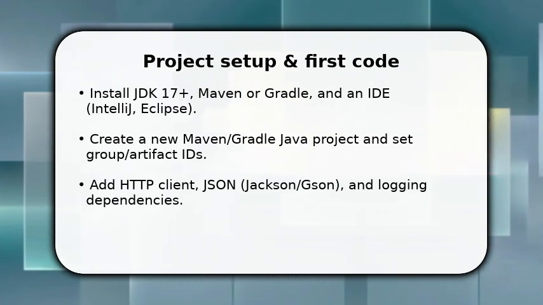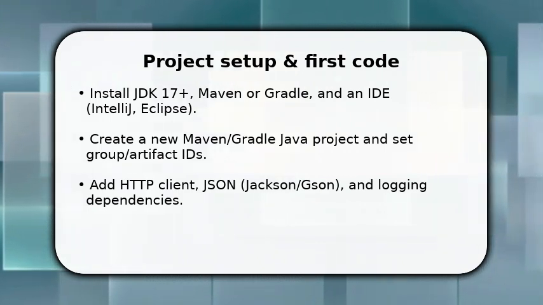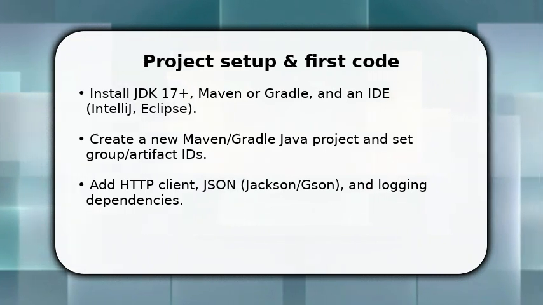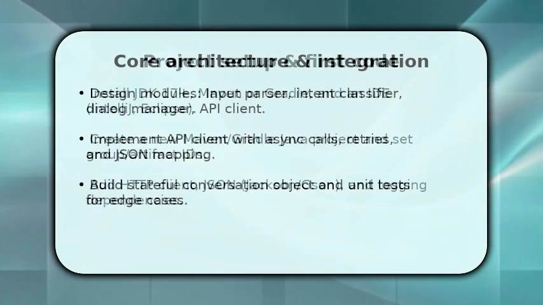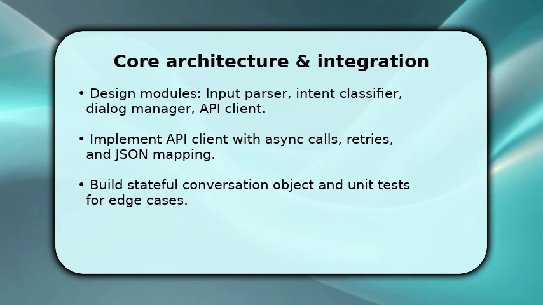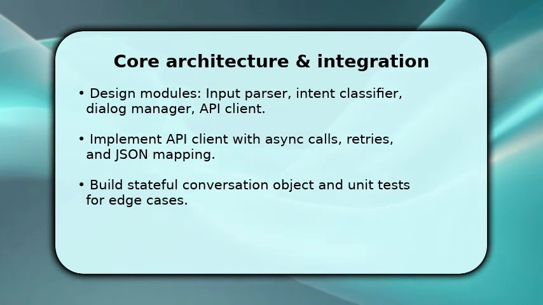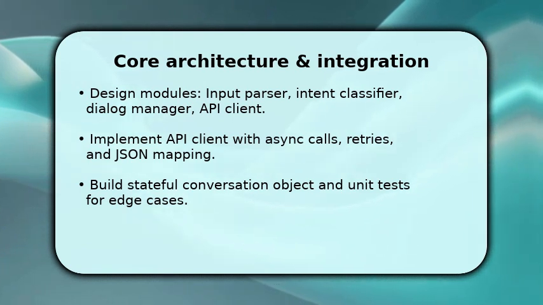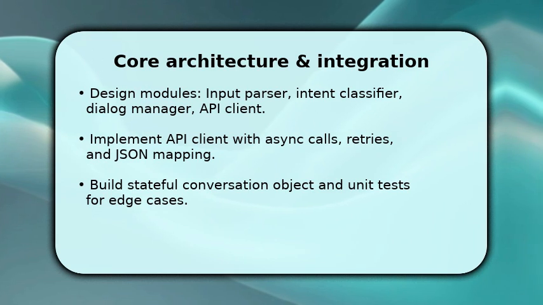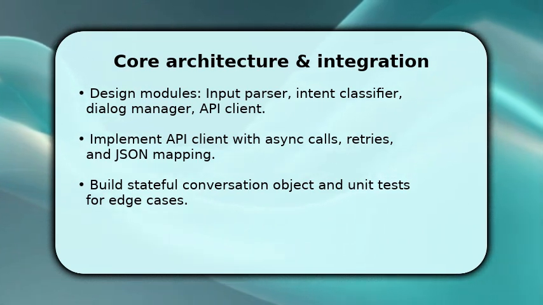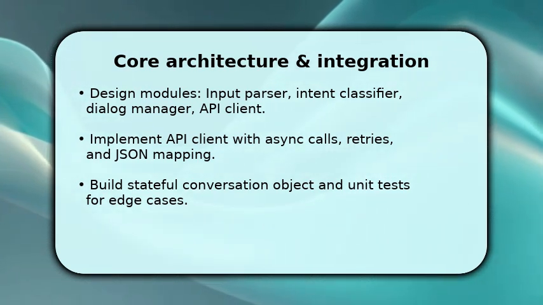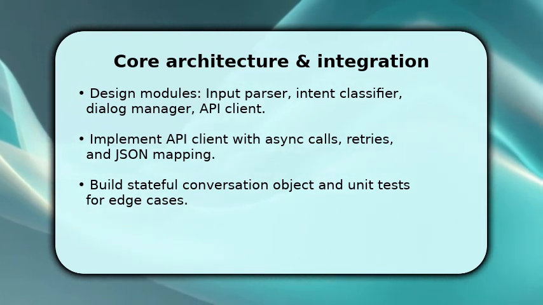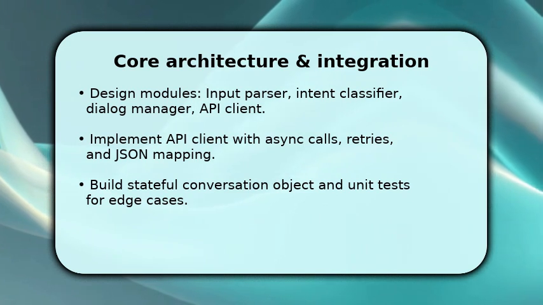Make sure to store API keys in environment variables or a local config, not hard-coded, so you can safely call a chatbot backend. You now implement the core: parse incoming text, classify intent, and maintain conversation state. Start with a lightweight tokenizer and intent matcher, then create a dialog manager that routes intents to handlers. Integrate the model via an API client using asynchronous HTTP, JSON mapping, and retry logic so requests are resilient.